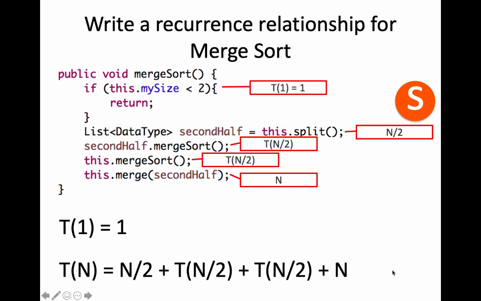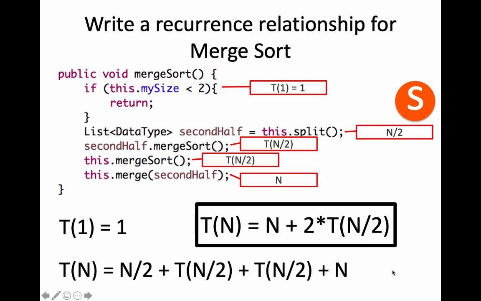And then we've got 3n over 2, but that 3 over 2, that constant factor, when we unroll it, won't matter. It'll just lead to a constant factor bigger. And so we can rewrite that bottom recurrence relationship as T of n is equal to n plus 2 times T of n divided by 2.